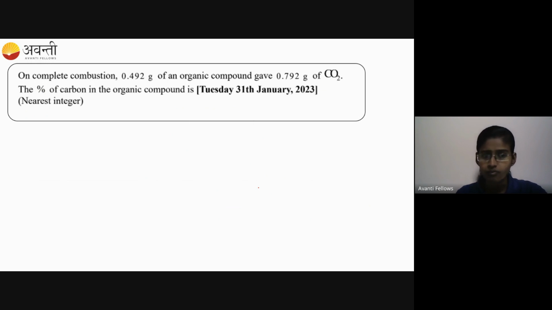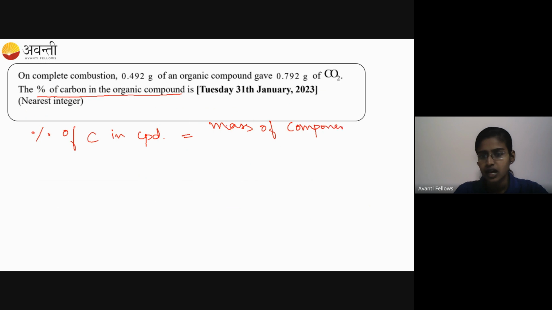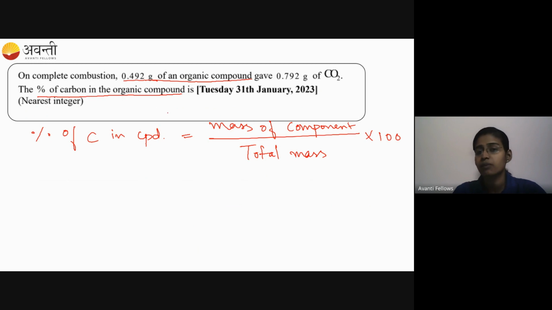Okay, then we will discuss. We are asked to find out the percentage of carbon in the organic compound, right? To find the percentage of carbon in the given compound, the formula that we have to use is mass of that component, that is mass of the carbon, divided by the total mass into 100. Total mass we have in the question because the total mass of the compound is given here. It is 0.49. But we don't have the mass of the component, that is carbon.